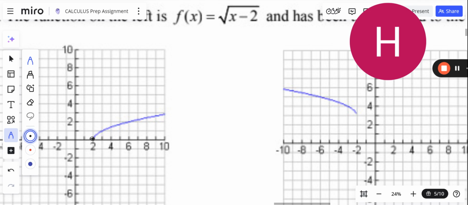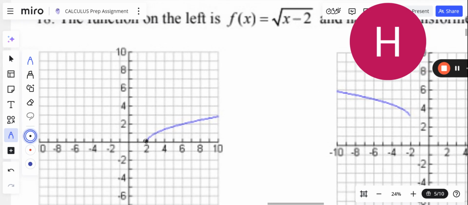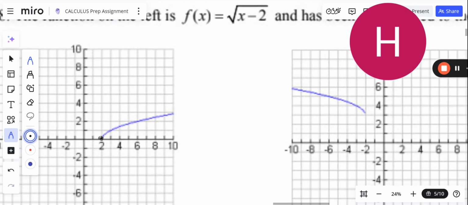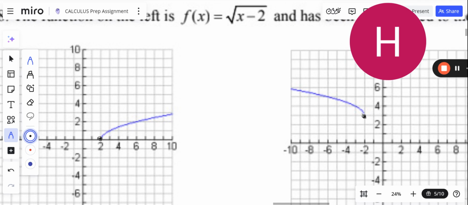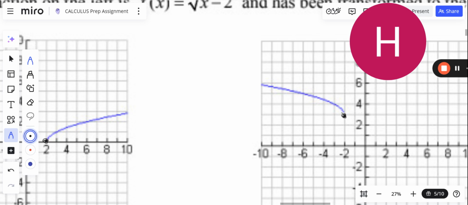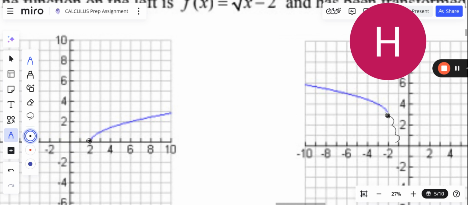In fact, it looks like it's just been completely flipped to the other side, so it goes from 2 to negative 2. And then the y value is also changed. We've gone up by 3 spaces. So let's write down some of those transformations. We have a shift up by 3.